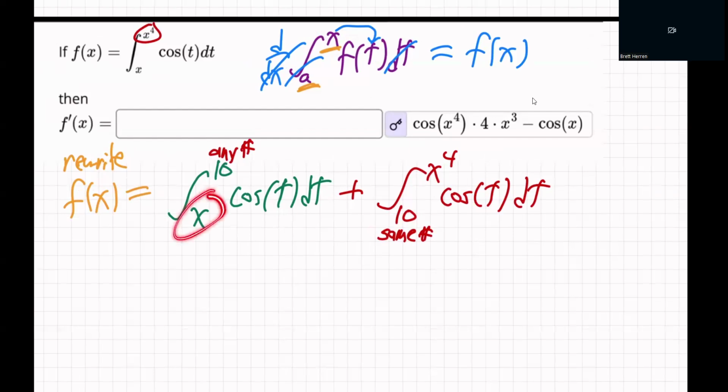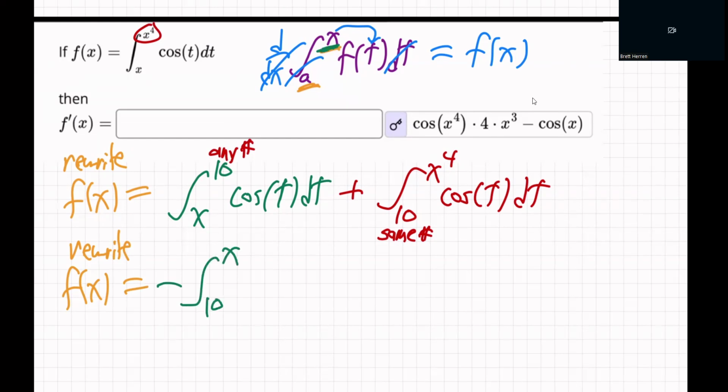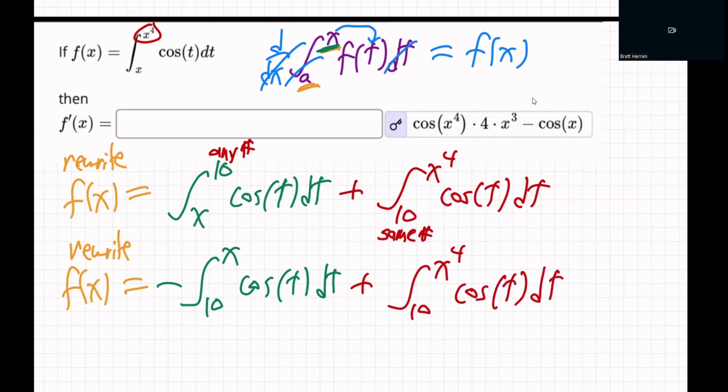Why do I do that? I'm doing that because I only want x to be on one side of one of the bounds, not both, because the fundamental theorem says x can only be on, in fact, it says the upper bound. So I got to flip this one around, don't I? So let's do another step over here. This is again another rewrite step. You got to flip this first one. Why? Because the fundamental theorem says I need x up here in the upper bound. This is from 10 to x to the fourth of cosine of t dt.